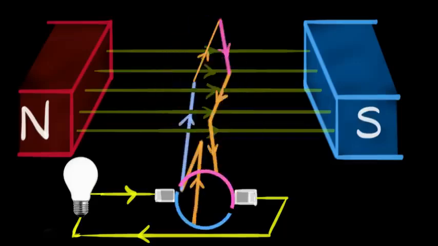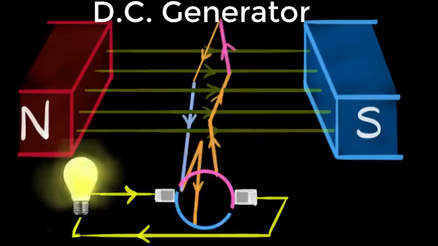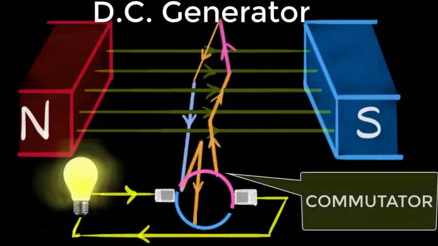And this way, we have now built our DC generator, where the current only flows in one direction through any external circuit. And this arrangement, which helps us automatically change contacts, we call commutators. So split rings act like commutators.